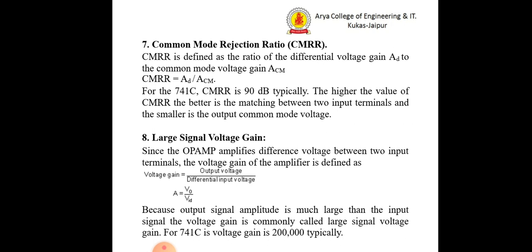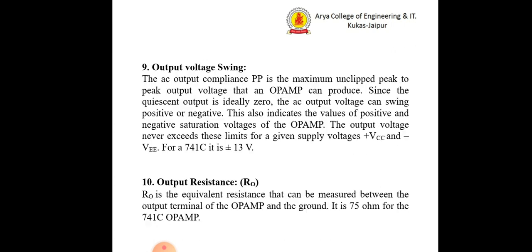Since the op-amp amplifies the difference voltage between the two input terminals, the voltage gain of the amplifier is defined as output voltage upon differential input voltage, also denoted as VO upon VID, VID for input difference voltage. Because the output signal voltage is much larger than the input signal, the voltage gain is commonly called large signal voltage gain. For 741C, the value of the voltage gain is such a high value. So you can see what capability an op-amp has.